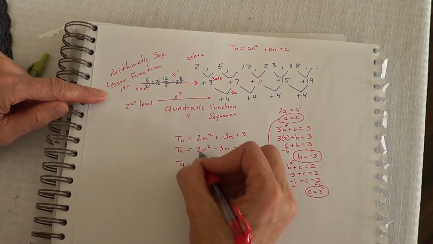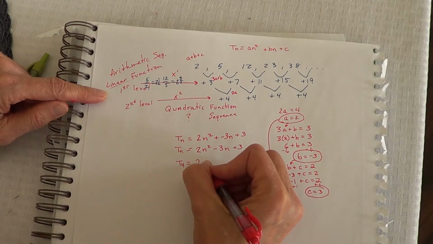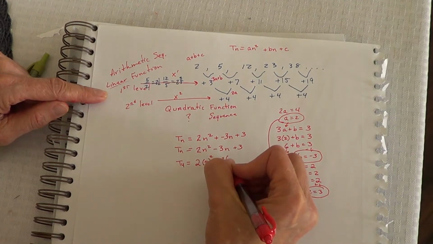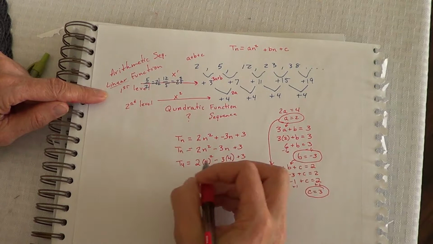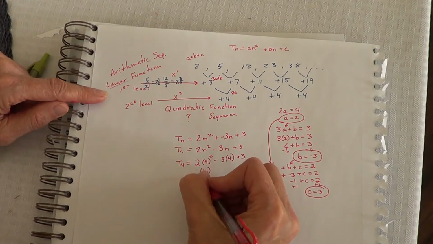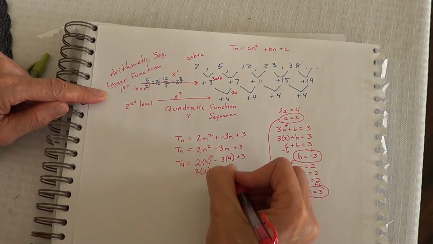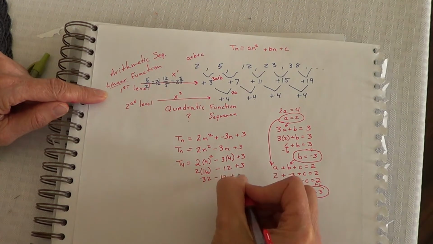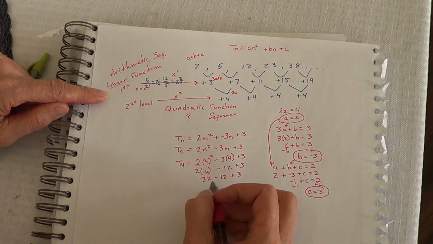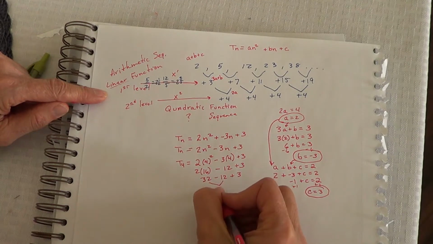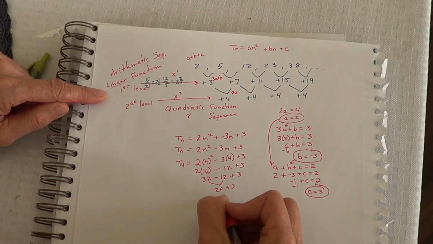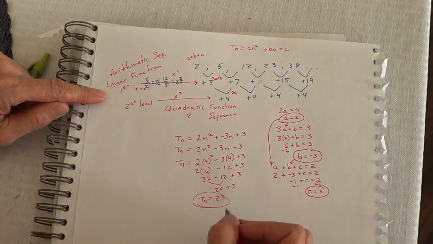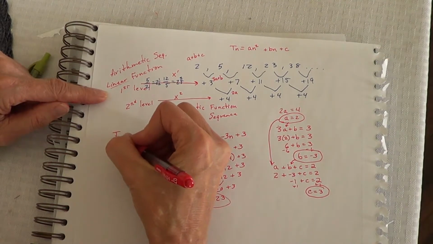2 times n, with n being 4, squared, minus 3 times 4 plus 3. 4 squared is 16 times 2, minus 3 times 4 is 12, plus 3. 32 minus 12 plus 3. 32 minus 12 is 20, plus 3. Ka-chow! We have the fourth term being 23. And now you're ready for me to say, okay, could you please find the 100th term?